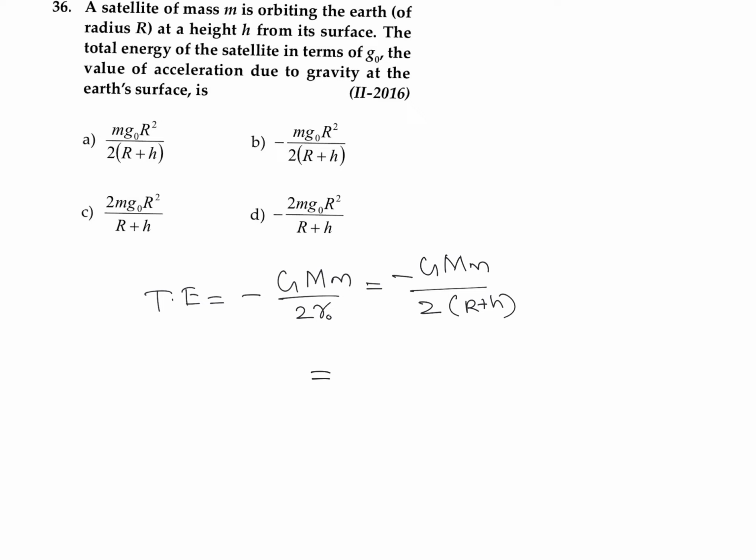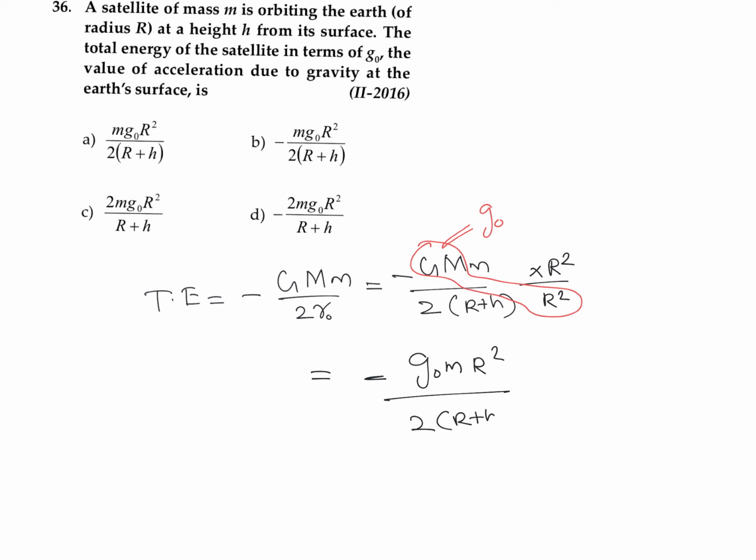to gravity. So what we can do is just multiply this equation with r square and divide by r square, so that we get a term GM by r square, which is the acceleration due to gravity on the surface. So you can write this as minus of g naught into m into r square divided by 2 times of r plus h. So this will be the value of total energy in terms of acceleration due to gravity.